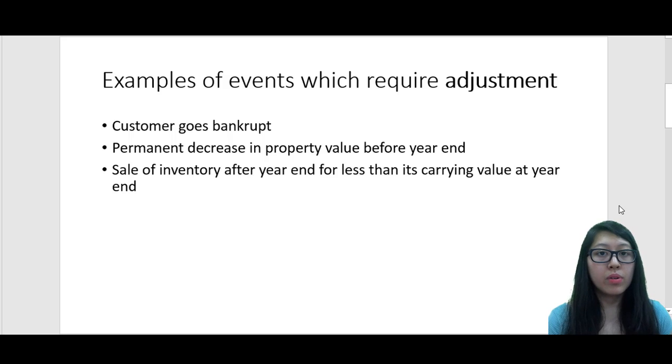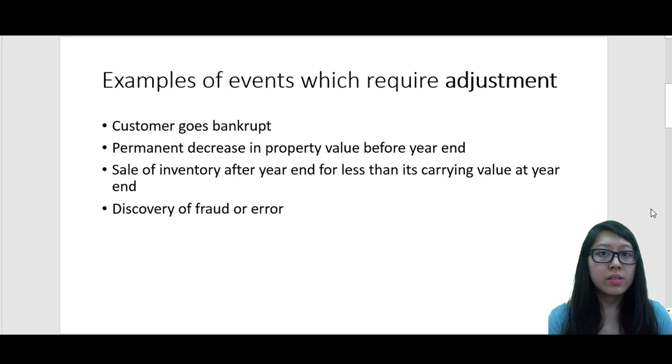Now here's another example: sale of inventory after year end for less than its carrying value at the year end. In other words, remember in IAS 2 we need to record our inventory at the lower of cost and net realizable value. So the point is that at the year end we're supposed to record our inventory at either lower amount. But if it so happens that after the year end we sell a portion of inventory and we're selling it at a price that is lower than its carrying value, then we should write off the inventory amount to that selling price, because our inventory should always be recorded at the lower amount.